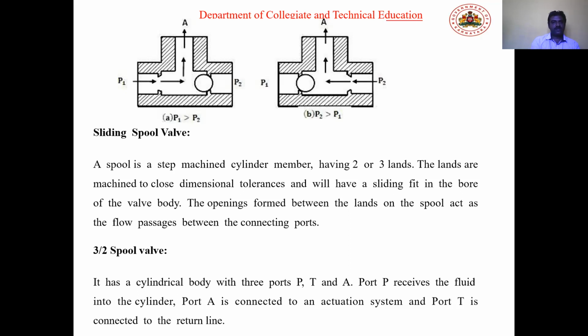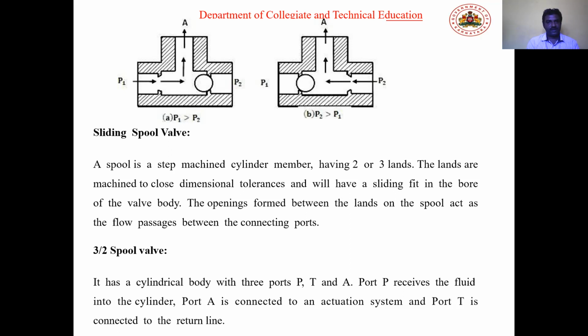A spool is a step machined cylindrical member having two or three lands. The lands are machined to close dimensional tolerances to have a sliding fit in the bore of the valve body. The openings formed between the lands and the spool act as the flow passages between the connecting ports. Here we can see two figures. In the first figure we have P1 and P2, wherein P1 is greater than P2. If P1 is greater than P2, pressure P1 allows the supply to A, and if P2 is greater than P1, P2 supplies to output A.